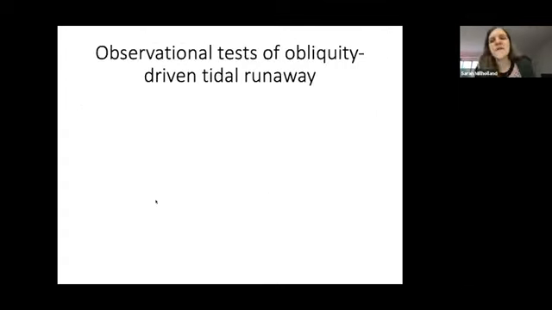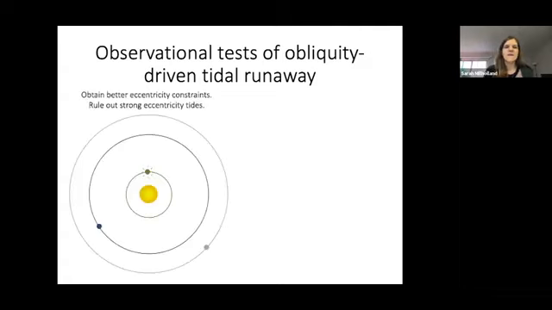As far as testing this theory of USP production with further observations, there are a couple of things that we can do. One thing is that we really want to obtain better constraints on the eccentricities of the companion planets to USPs, because this could help rule out eccentricity tides as the cause of the inward orbital migration, and help give more support to the idea that obliquity tides might have played an important role.